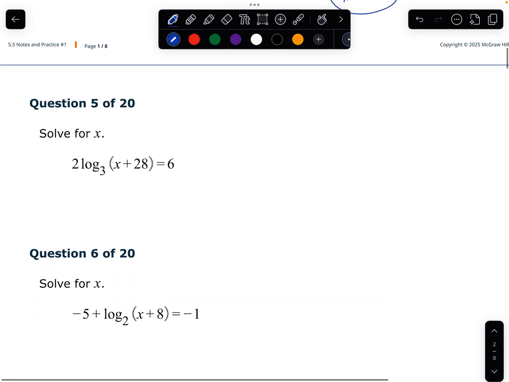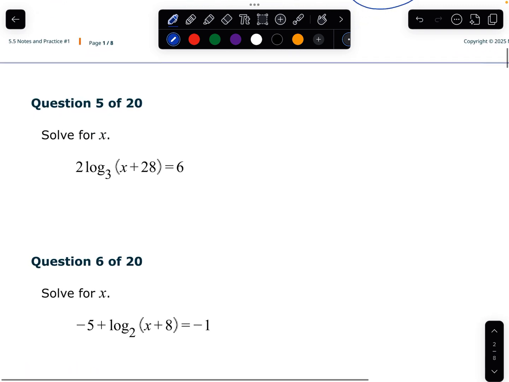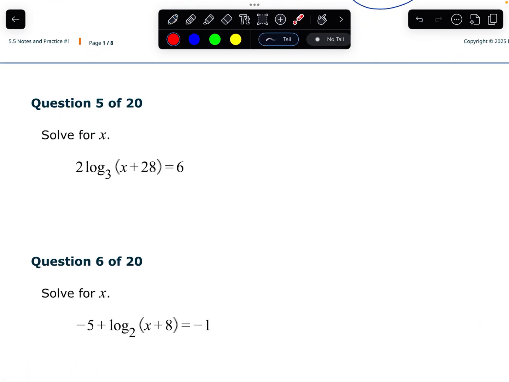All right, moving along. So for question 5, very similar. The only thing I want to do first here, so I have this logarithm, I want to get rid of it, but I can't exponentiate because I have this coefficient right here. So I can do one of two things with this coefficient. If you remember your properties of logarithms, you can move that up here, or you can actually just divide it out. So I'm going to choose to do that one right there. So I'm going to divide out the 2. So divide both sides by 2. That's going to give me a log base 3 of x plus 28 equal to 3.